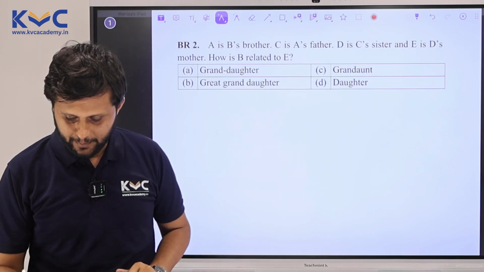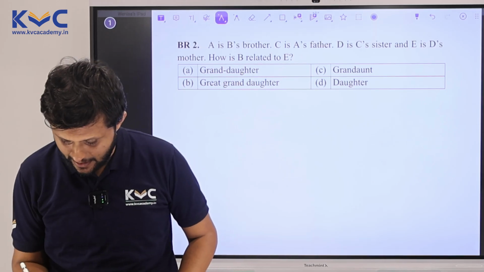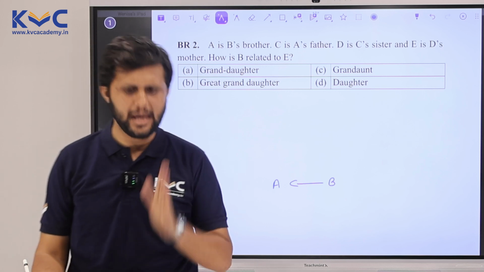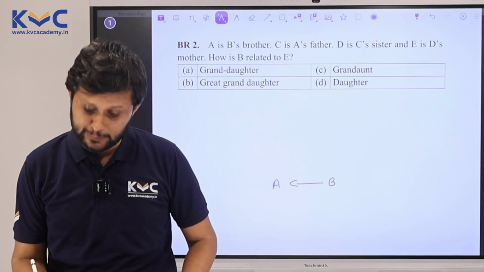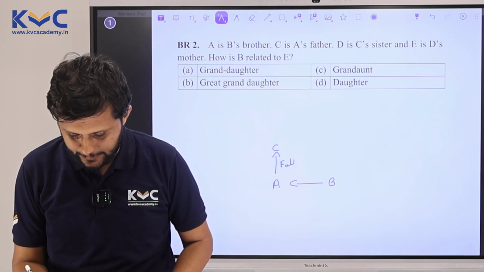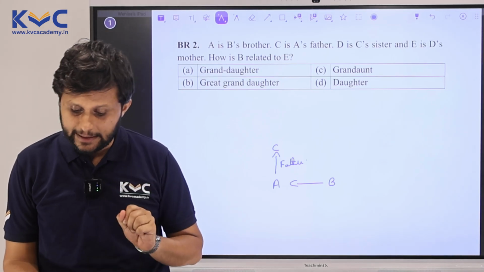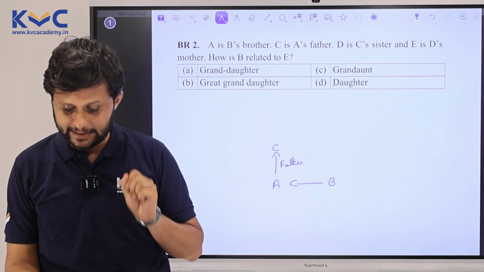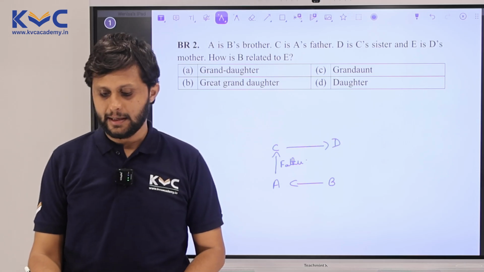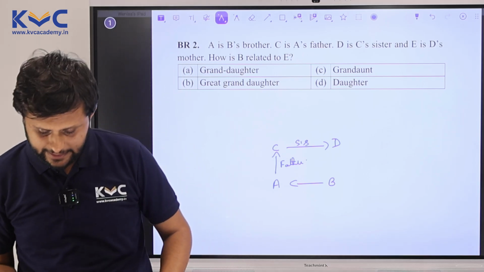Question number 2. Back to blue. A is B's brother. That's the same thing that we have over here. A is the brother of B. C is A's father this time. C changed this time, and this time we have father. C is A's father. D is C's sister. D is here, and we have sister. D is C's sister.